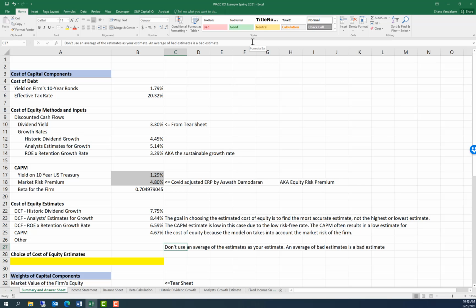What I might do in this case is say, these are pretty close. This is 7.75, this is 8.44. Maybe 8% is a good other estimate here for the required rate of return, because you've got two that are pretty darn close to that. Or you might go with the historic dividend growth, 7.75%, or the analyst estimates for growth, 8.44%, or even the DCF, 6.59% return.